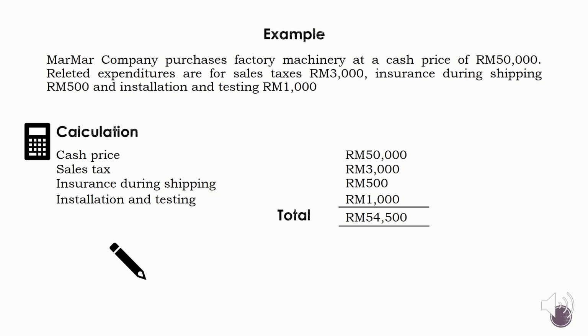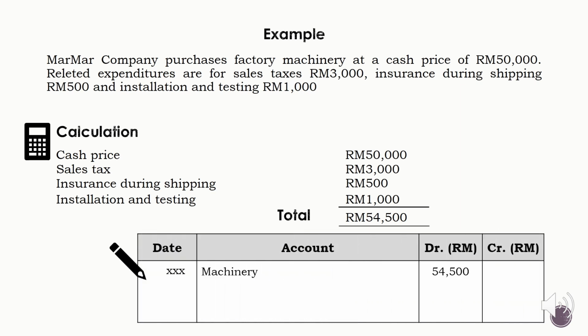This will be the example to calculate the cost of an asset. Mama company purchased a factory machine at a cash price of 50,000. Related expenditures are the sales tax 3,000, insurance during shipping 500, and installation and testing 1,000. So the calculation will include cash price, sales tax, insurance during shipping, installation and testing. The cost of purchase is 54,500 ringgit. So the journal will be debit machinery, credit will be the cash.